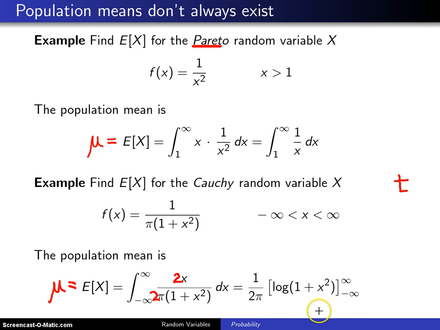So we have another random variable here where you have a mean that does not exist. Fortunately, this is fairly rare, but these are two famous cases, namely the Pareto distribution and the Cauchy distribution, where you have an expected value or a mean that does not exist.